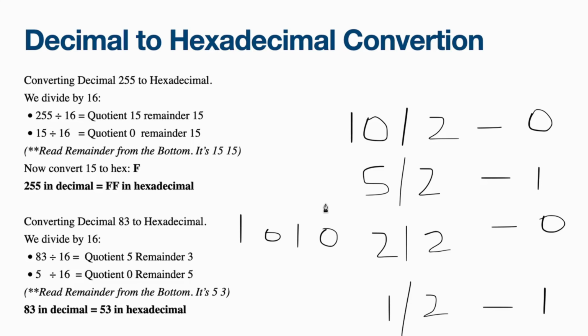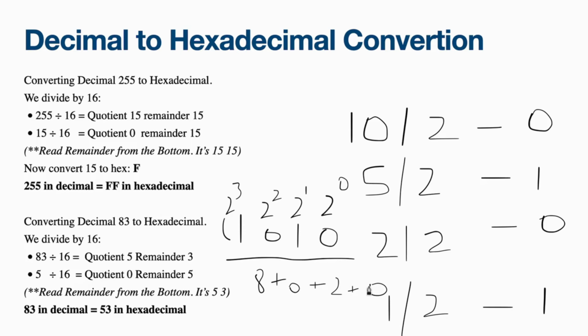Now if you want to cross verify my answer, what I can do is I can write each bit in terms of its power of 2. So 2 raised to the power 0, 2 raised to the power 1, 2 raised to the power 2 and 2 raised to the power 3. Now if I multiply 1 into 2 raised to the power 3, that is 8, plus anything multiplied by 0 is 0, plus 1 into 2 raised to the power 1 is 2, and again 0 multiplied by 2 raised to the power 0 is 0. So I get 10.